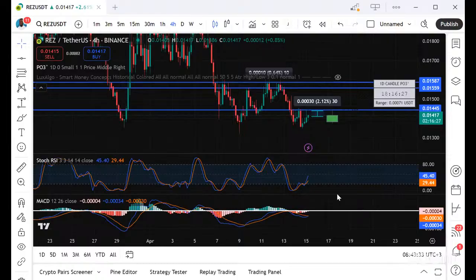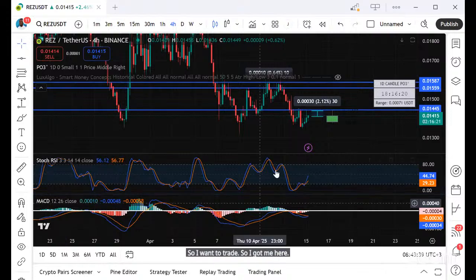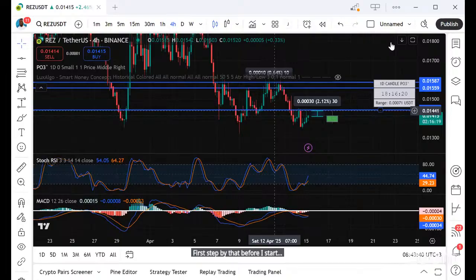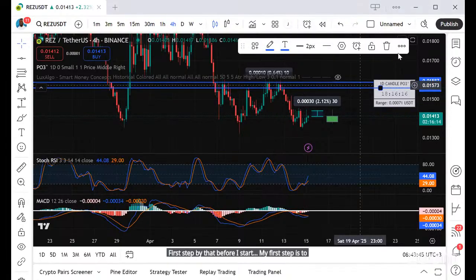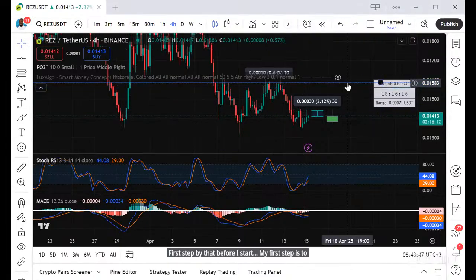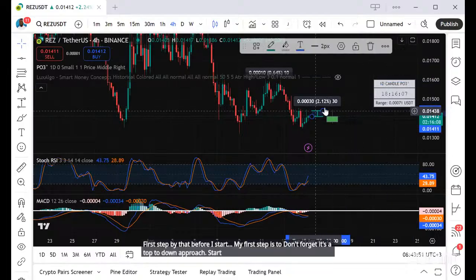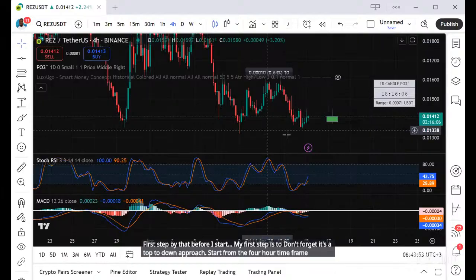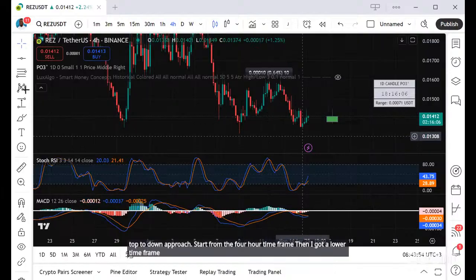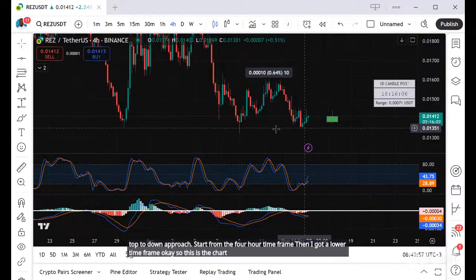So I want to trade. So I come here. First step, by the way, before I start: don't forget it's a top to down approach. I start from the 4-hour time frame, then I go to a lower time frame. Okay, so this is the chart, just making it clear.